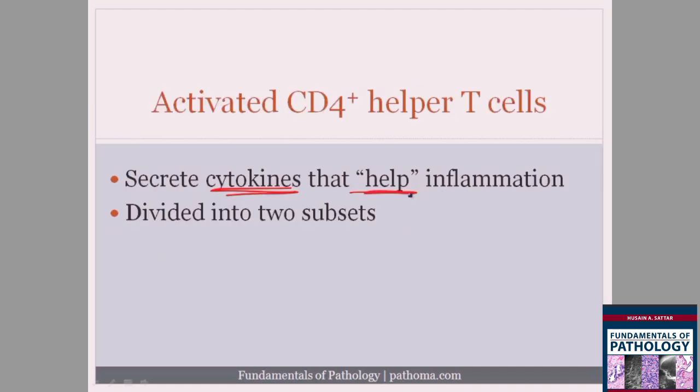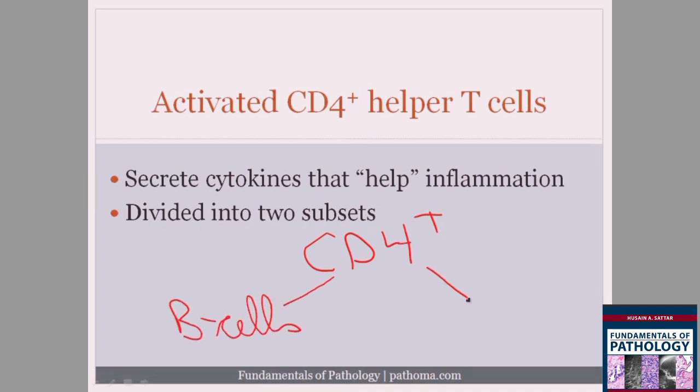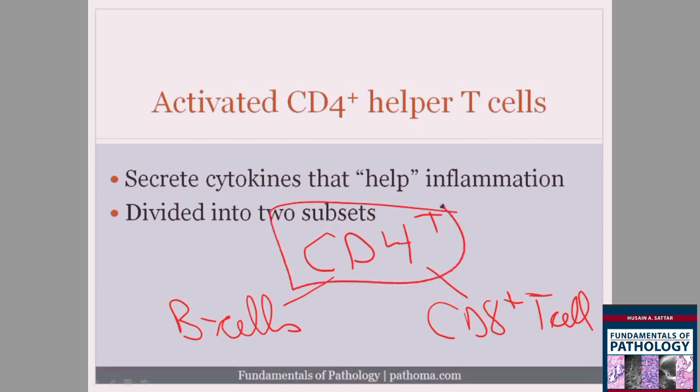Why don't I take you one slide back and just go over this briefly. So the CD4 positive T cell's job is to help, and it's going to help two types of inflammation. It can help B cells, or it can help CD8 positive T cells. These are the two types of inflammatory responses that helper T cells will help. And so helper T cells are divided into two subsets.